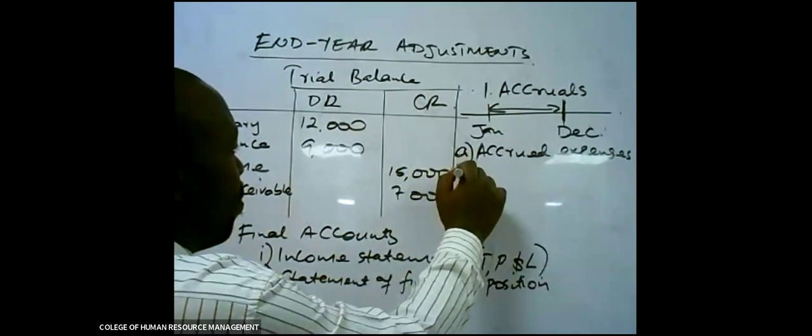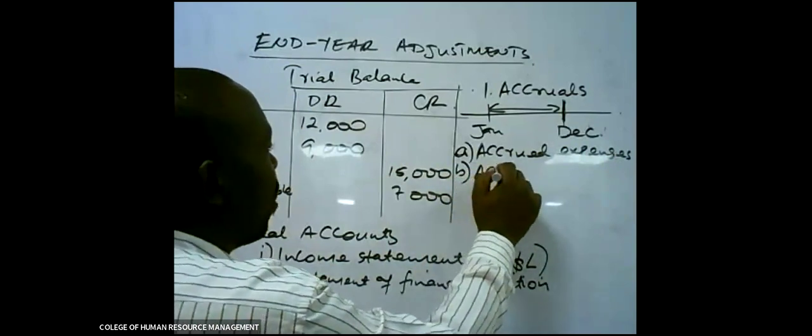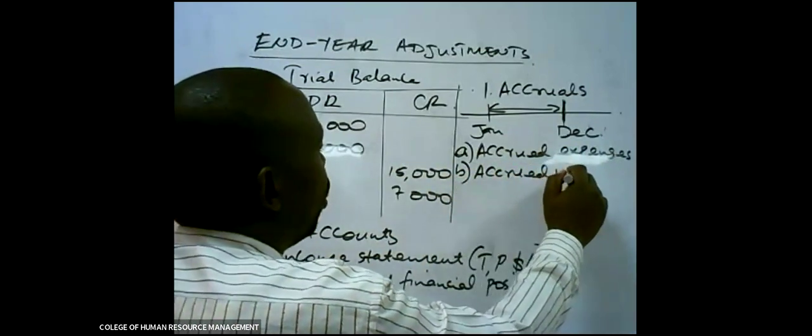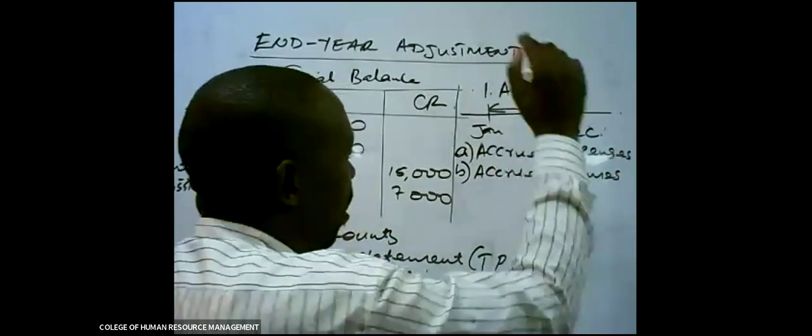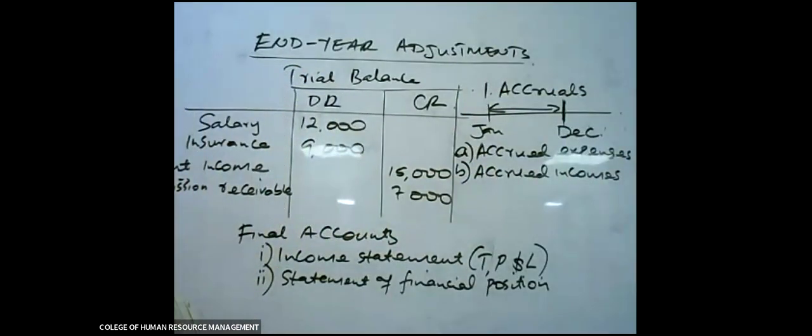Number two, or B, is what we call the accrued income or incomes. This is an income amount which by the end of the financial year we have not received. We have earned that income but not yet received.